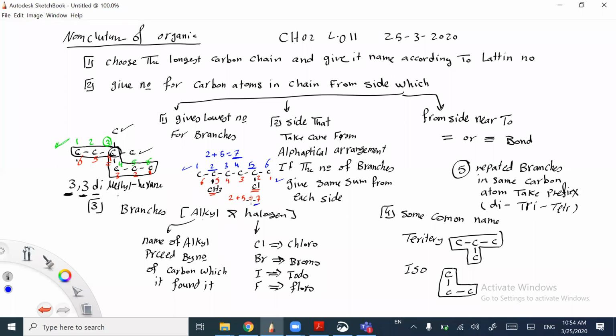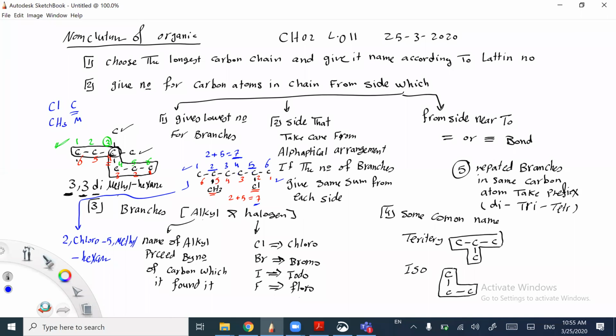So we must take care from another point of view, giving the lowest numbering by alphabetical arrangement. We find the branches chlorine and methyl. C precedes M in alphabetical arrangement, so we give the number 2 to chlorine. The name in this case will be 2-chloro-5-methyl, then the longest carbon chain, hexane.